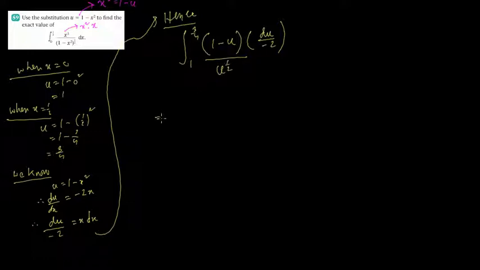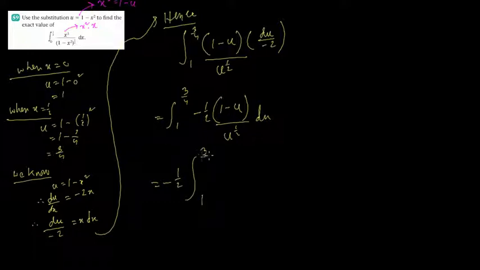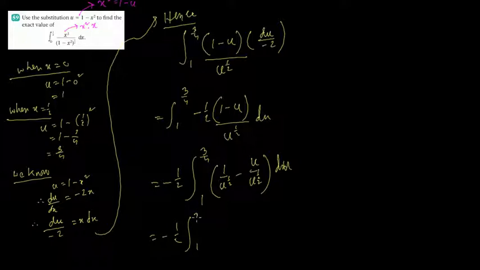Now we need to simplify. The first thing that we have to do is bring this minus half in front. So this would be minus half, 1 minus u divided by u to the power half du. If we bring the minus half outside the integration, then the limits are 1 to 3 by 4. So 1 minus u divided by u to the power half is 1 divided by u to the power half minus u divided by u to the power half du. We are doing substitution of du, not dx.